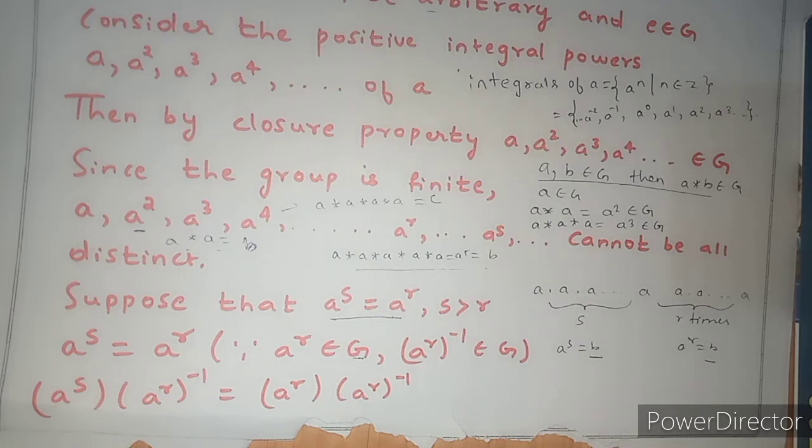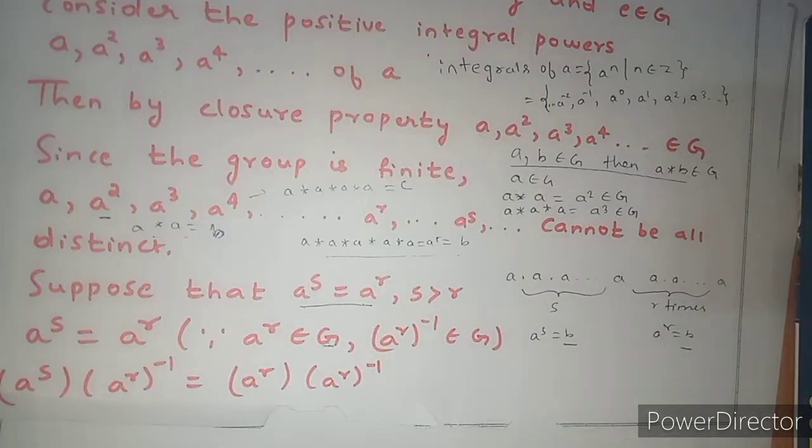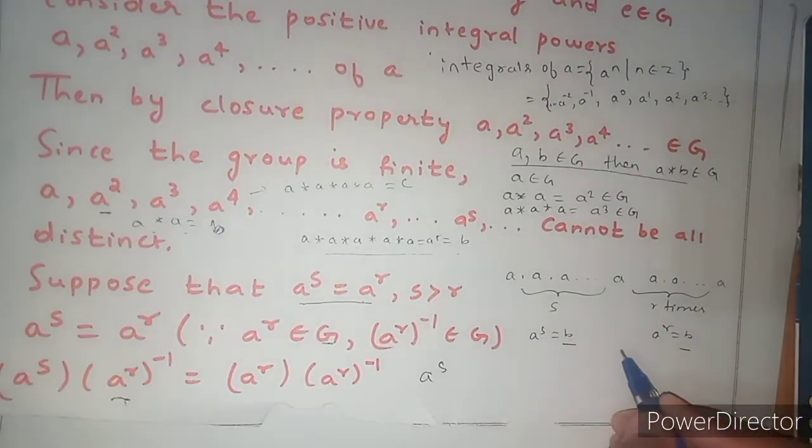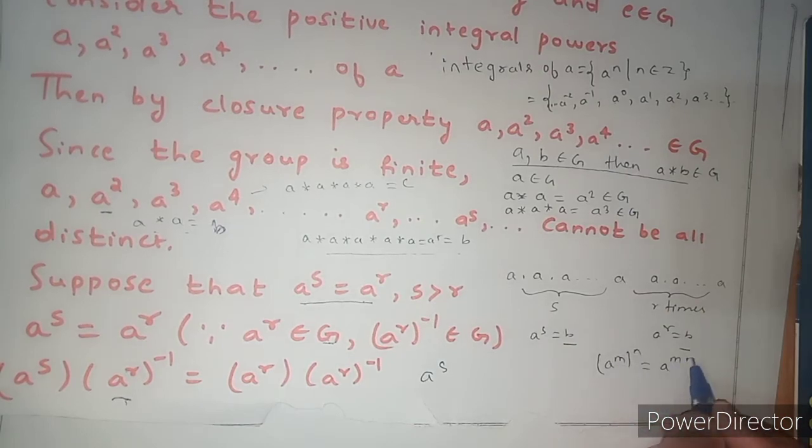Existence of inverse. This is the condition for the existence of group. Since a^r belongs to G, (a^r)^-1 also belongs to G. So multiply both sides by (a^r)^-1. So a^s (a^r)^-1 is equal to a^r (a^r)^-1. Here we have the formula (a^m)^n is equal to a^mn.